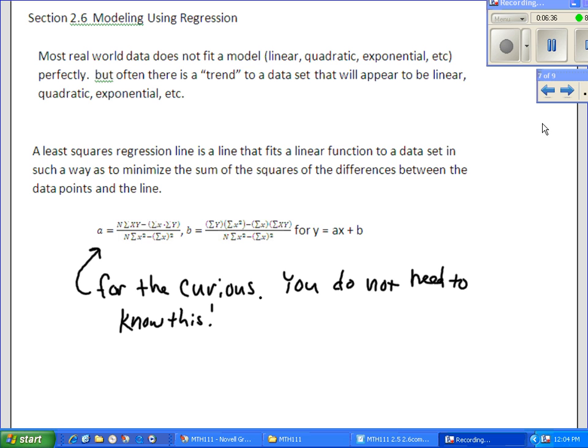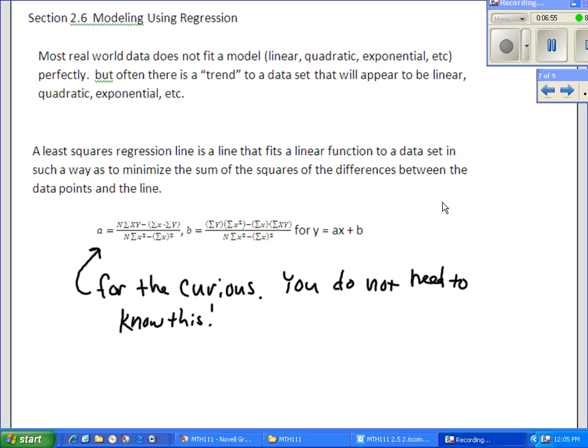Okay, modeling using regression. In your textbook, it lays out the steps of how to do this on your calculator. So just a couple comments. With real world data, there's usually not a perfect fit to a model, but there's usually a trend which appears to be linear, quadratic, exponential, etc.